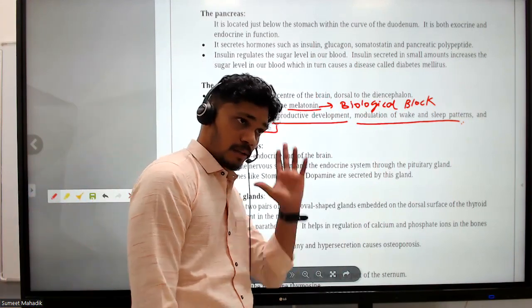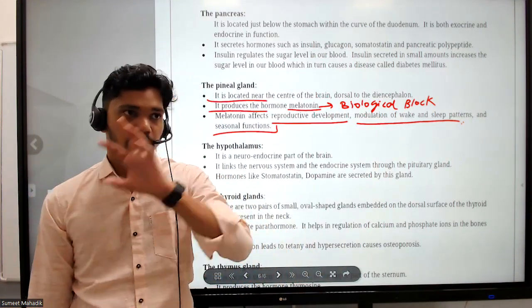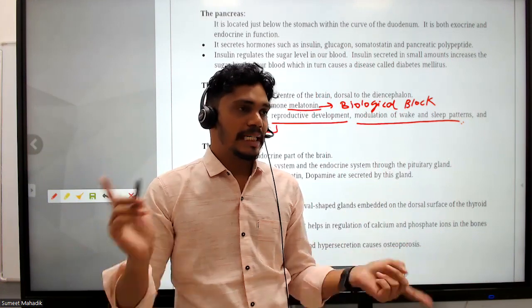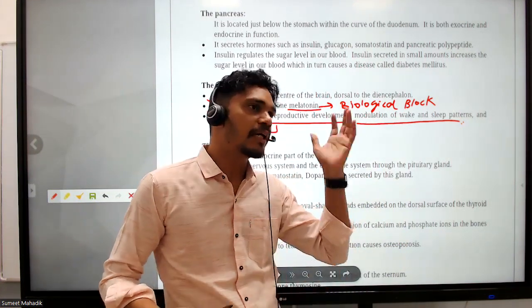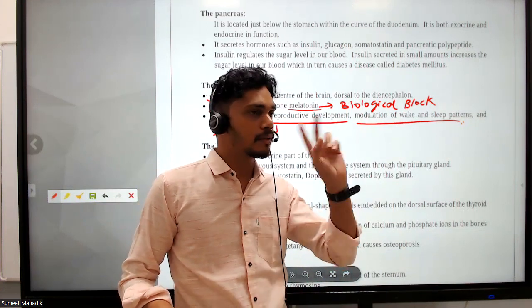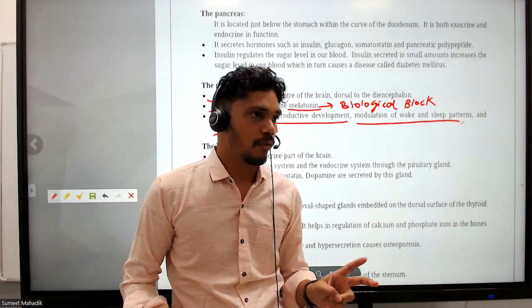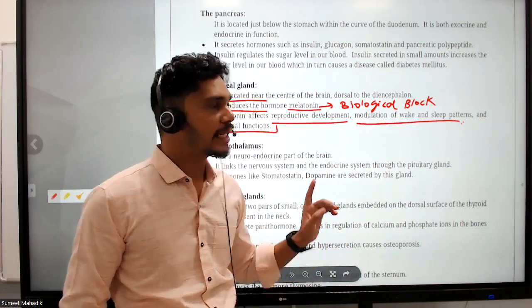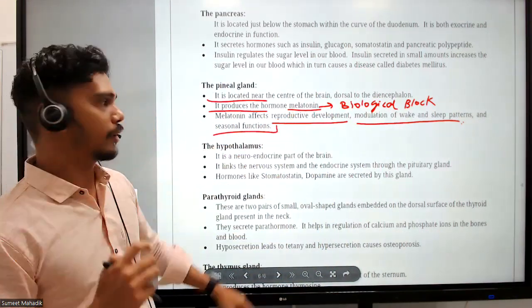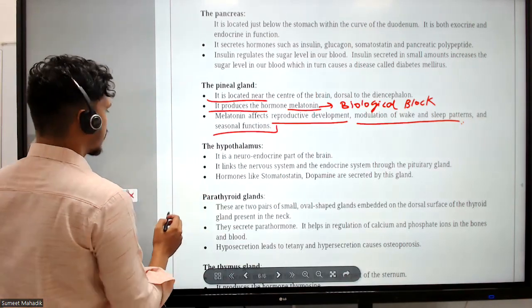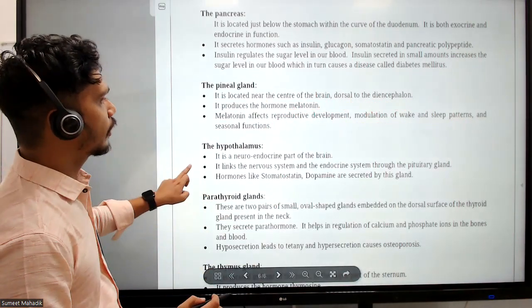What is jet lag? I'm moving from one area to another by flight. The time zone is different, so the body tries to adjust to it. You feel very weak and sleepy because your body is confused about which time has to be followed. That's called jet lag. In jet lag, which hormone is affected? Melatonin.